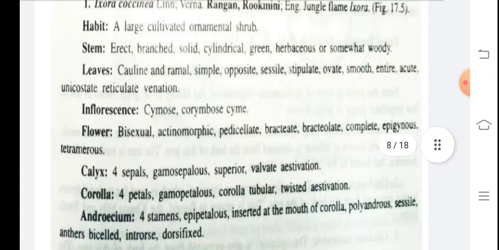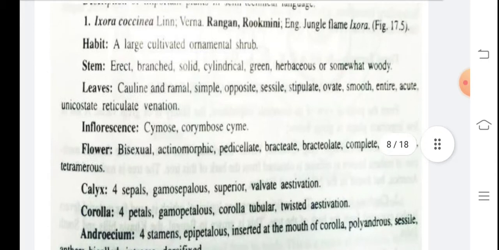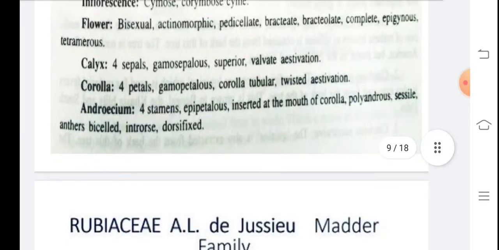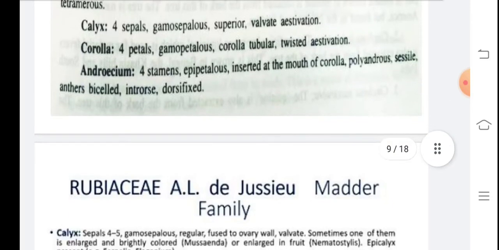Then secondly, flowers are bisexual, actinomorphic, bracteate, bracteole is present, complete flower, all organs are present: vegetative, calyx, corolla, and reproductive, androecium, gynoecium. Flowers are tetramerous. Calyx 4 sepals, gamosepalous, valvate aestivation. Corolla 4 petals, gamopetalous, corolla tube formation and twisted aestivation. Why twisted? Because the upper part is the free part, so it shows twisted, one inside and one outside. Androecium 4 stamens, epipetalous, attached to the petal.